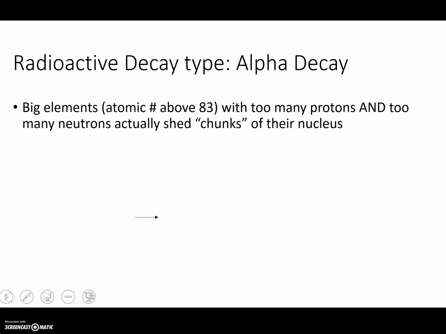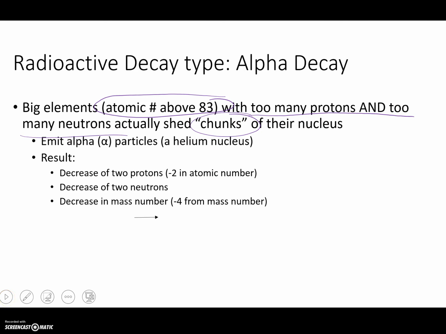Now, last but not least, we have an atomic number above 83. So if you look at the periodic table, you find number 83, you'll see that that's bismuth, right? Anything above bismuth on the periodic table is essentially not stable. It might take a really long time to decay. It may not be particularly unstable, but the nucleus is just too big in that case, all right? So too many protons and too many neutrons, right? So we actually just get rid of chunks of our nucleus, and that's what we call our alpha particles. Right? So when our nucleus is too big, we emit alpha particles, and that's essentially a helium nucleus. Right? So if we're getting rid of an entire helium nucleus, this is what our result is.